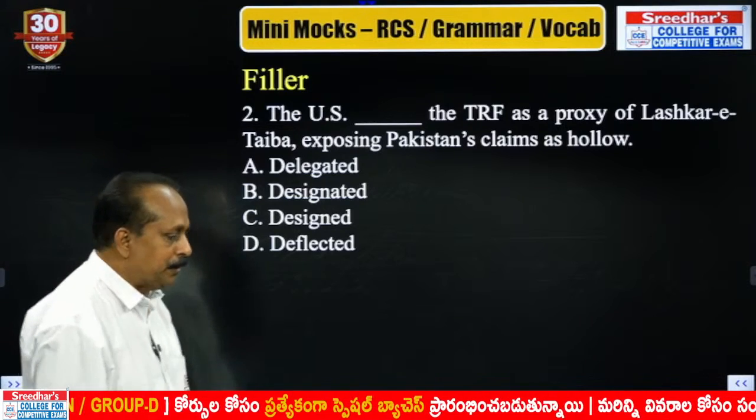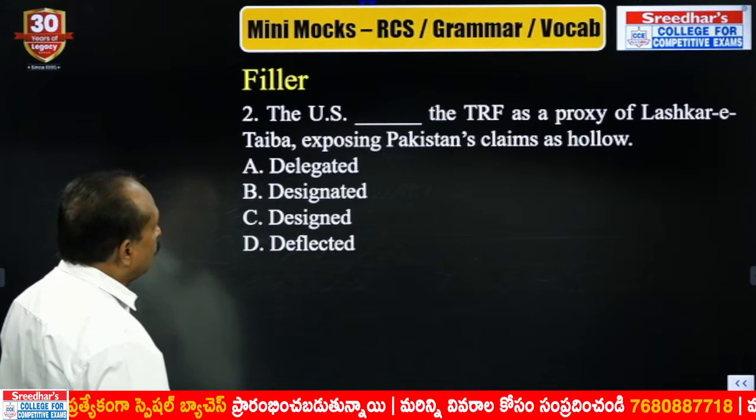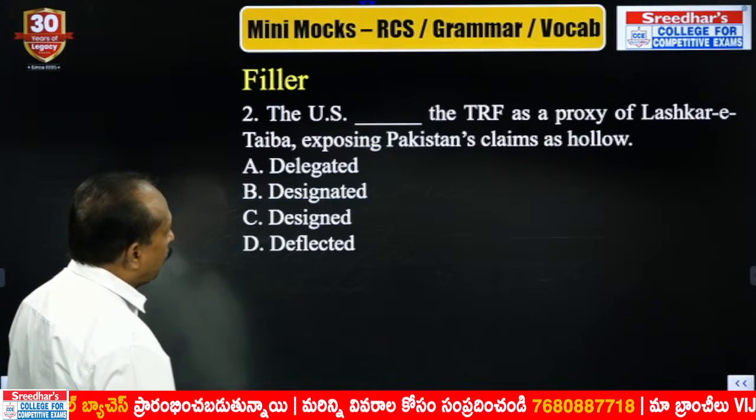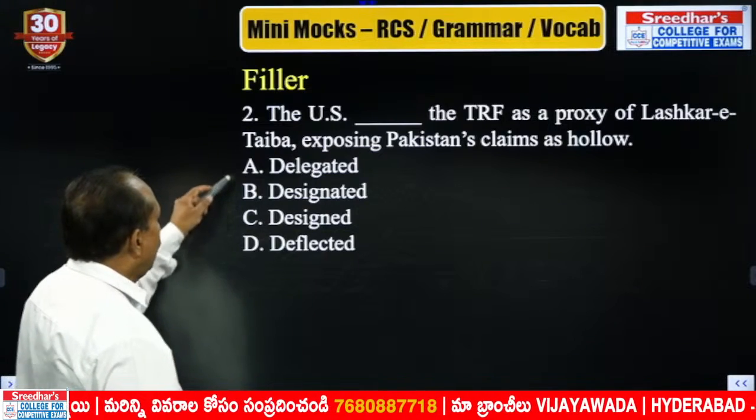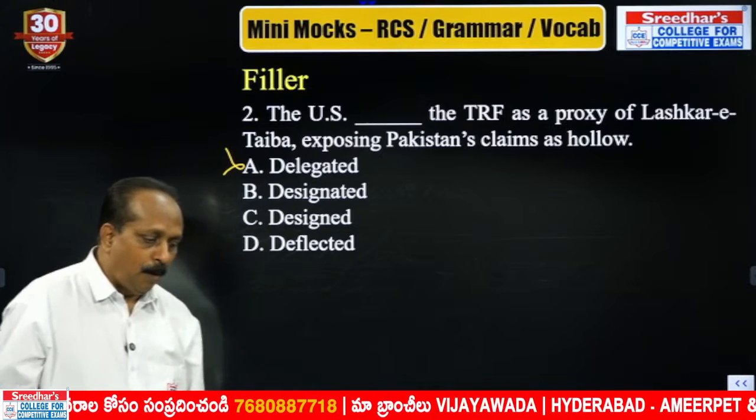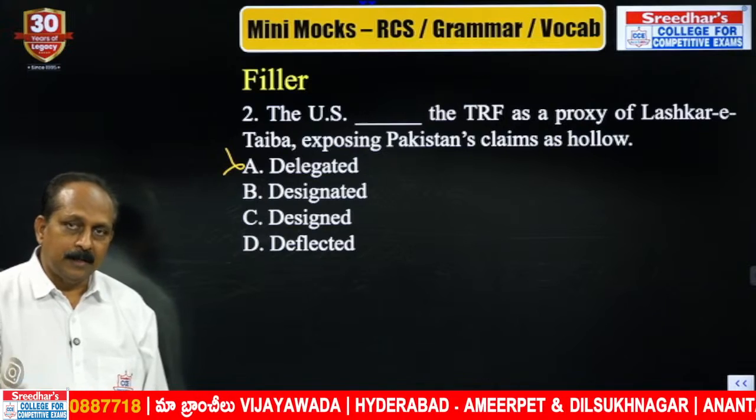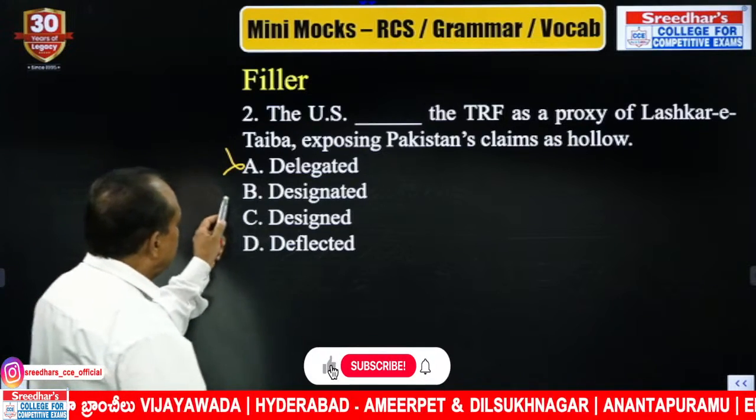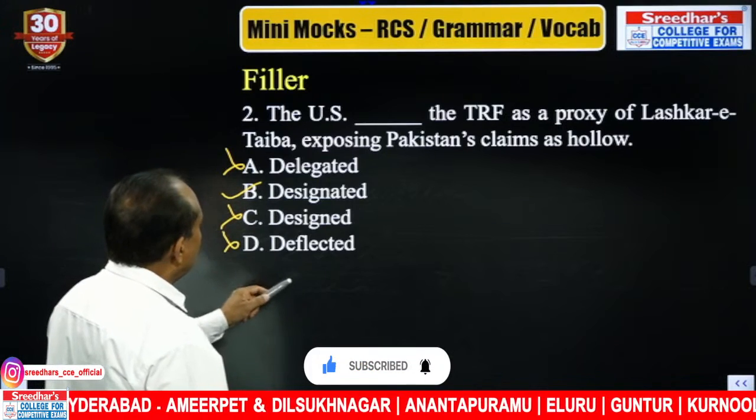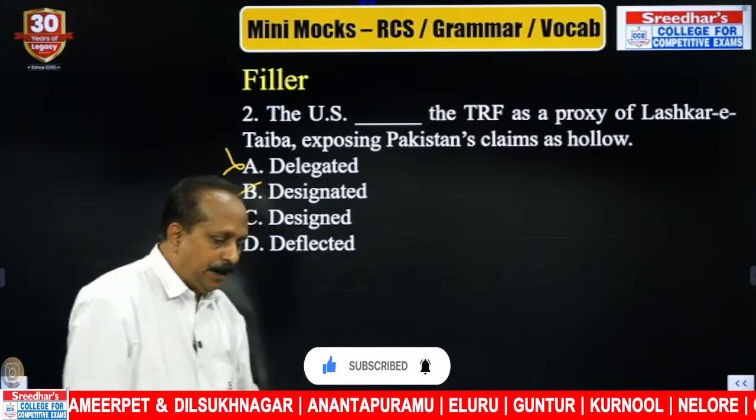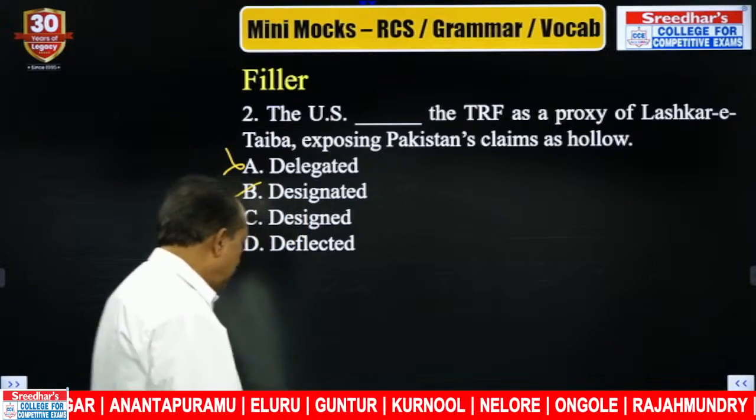But that's a good observation. The US, the tariff as a proxy of Lashkar-e-Taiba exposing Pakistan's claims as hollow. The US has done what? Delegate means assign work to a subordinate, one meaning. As a noun, international delegate, one who attends a conference. Designated, that is the answer. Design, not relevant. Reflect, deflect, not related. Answer is what? Designated a particular organization, a terrorist organization. This we got yesterday.